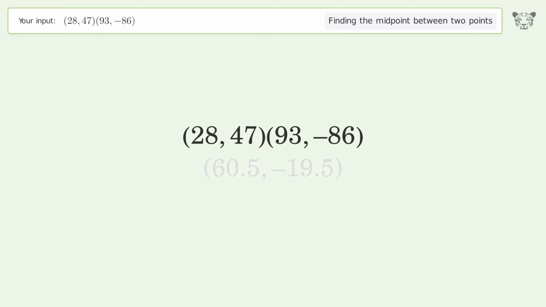The coordinates of point 1 are, x1 equals 28, y1 equals 47. The coordinates of point 2 are, x2 equals 93, y2 equals negative 86. PM represents the midpoint of the 2 points.